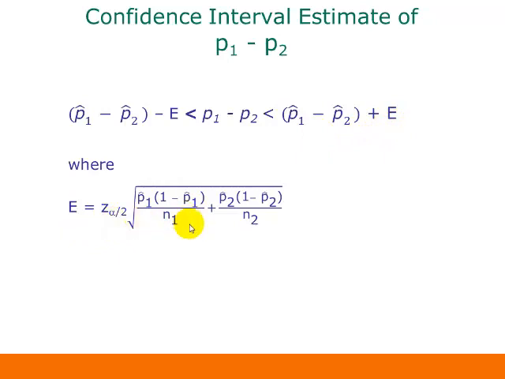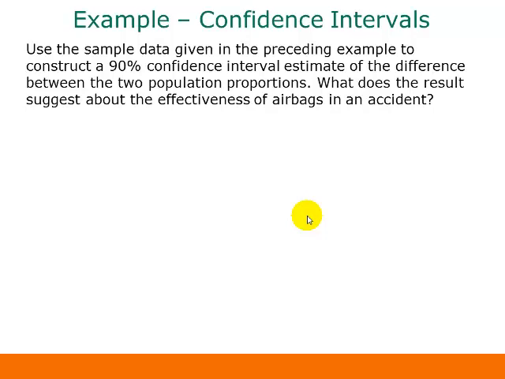And here's the formula for the margin of error. Again, this is more complicated because it's involving two proportions. But we still have z of alpha over 2, and we have p1 hat, which is our first sample proportion, p2 hat is our second sample proportion, and the n1 and the n2 are our two sample sizes. So let's take the sample data that we had from the last example and use that to construct a 90% confidence interval estimate of the difference between the two population proportions. And then we'll look at what the result suggests about the effectiveness of airbags in an accident.